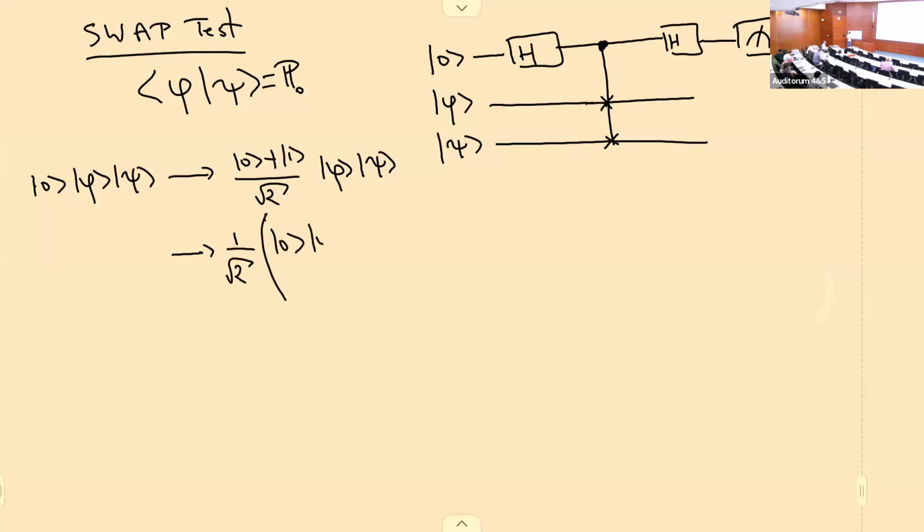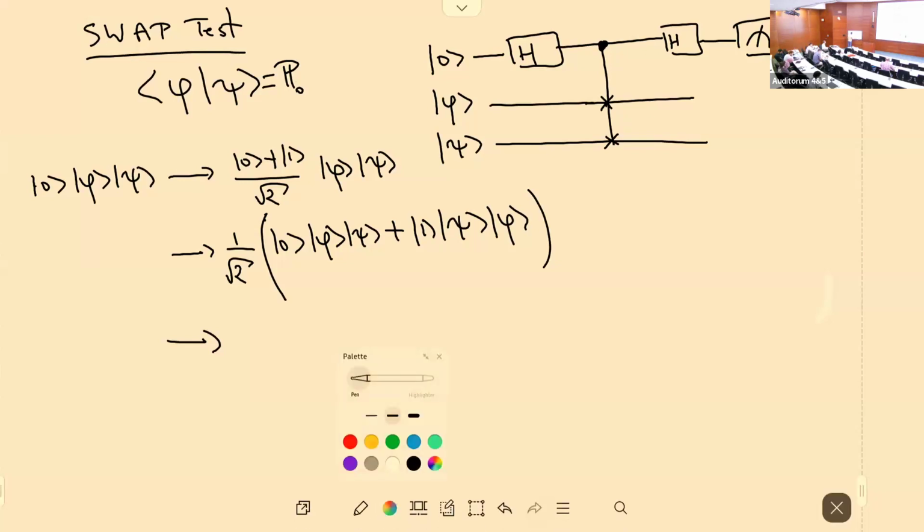If it's in 0, I don't do anything, so I have phi psi. Plus, now if it's in 1, I swap. So the control doesn't change, but then I swap, it's psi phi. And then I apply Hadamard again to the first qubit. Maybe let me just visually write this one in red.